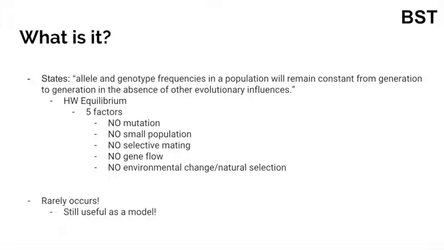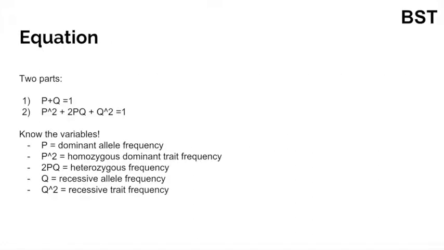First, you can't have mutations. Second, you can't have a small population. You can't have selective mating, you can't have gene flow, and you can't have environmental change or natural selection. I'm not going to go into too much detail on these, as the focus of this video is more going to be about solving Hardy-Weinberg problems, but these are important because there's never a population in the wild where you're not going to have any sort of natural selection or any sort of evolution whatsoever. However, it's still pretty important as a model, as you can see how much a population deviates from the Hardy-Weinberg equilibrium and what factors are causing that to be the case.